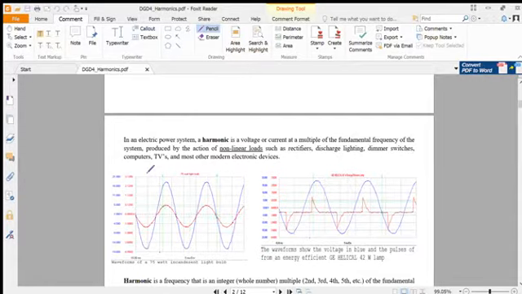The linear loads could be an iron or an incandescent lamp, where there is only a tungsten resistance inside the bulb. So the linear load doesn't make any impact on the power quality.